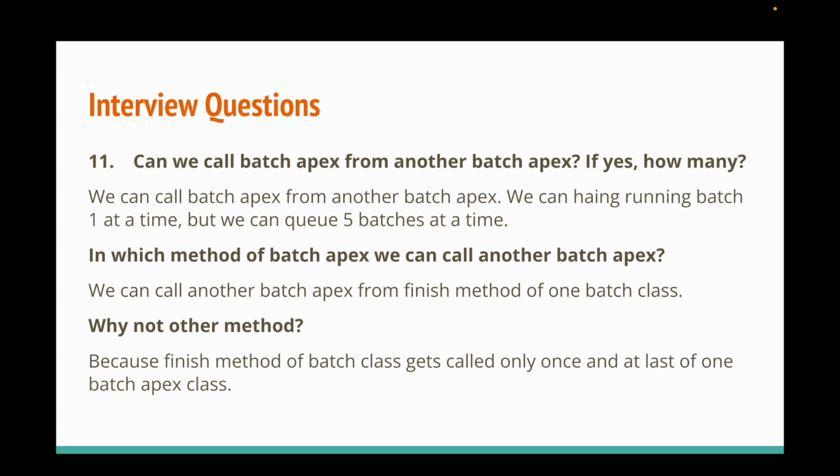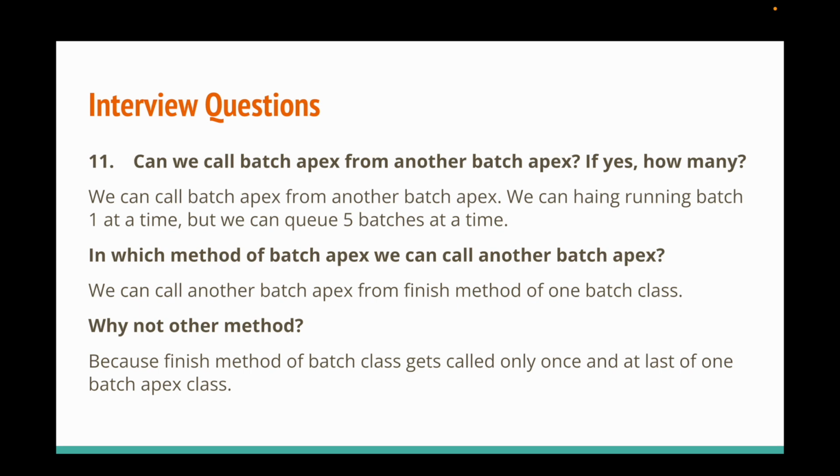The follow-up question I had was, in which method of batch Apex can we call another batch Apex? We can call another batch Apex from the finish method of one batch Apex only. The next follow-up question was, why not other methods like the start method or execute method? Because the finish method of a batch class gets called only once.